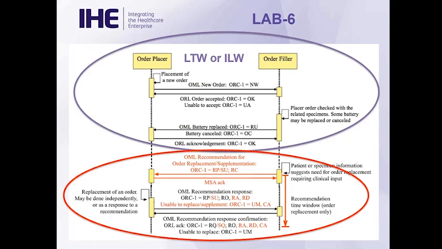If the placer accepts the recommendation to replace, then the filler will do the replacement orders and any other orders that were accepted and send the results back through the normal LTW or ILW profiles. If the placer rejects the replacement, obviously the filler won't do those. And if the placer does not respond in a timely fashion and the recommendation times out, then regular processing will resume and go back to the LTW or ILW workflows.